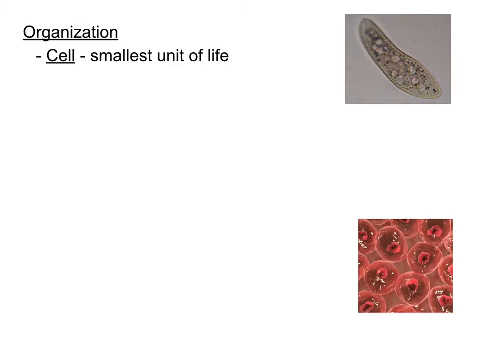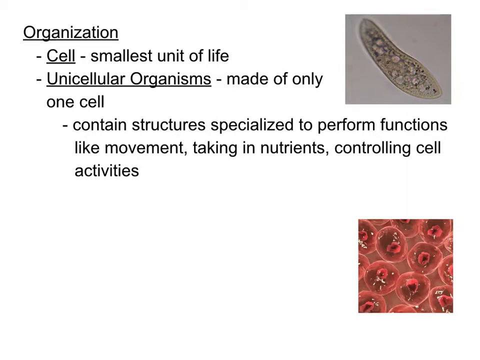So we split the organisms into 2 groups based on these cells. The first are the unicellular organisms. So unicellular organisms are made of only one cell. They contain structures that are specialized to perform functions like movement, taking in nutrients, and controlling cell activities. So all of those things are done by specific parts of that cell.